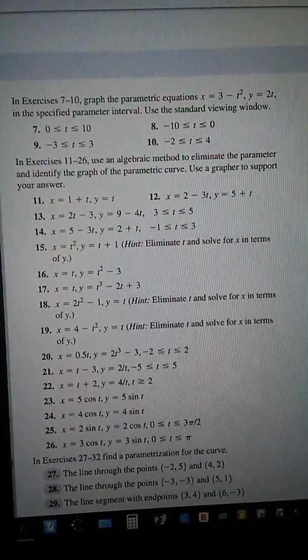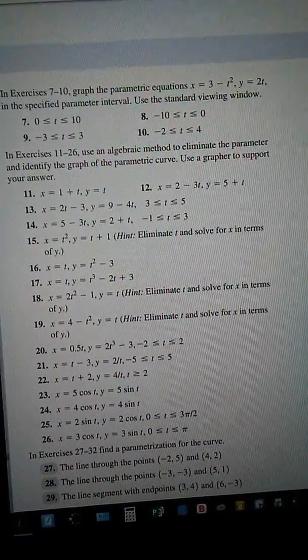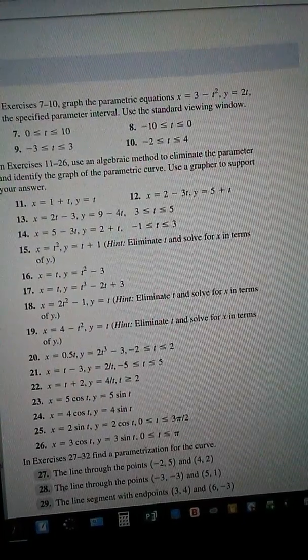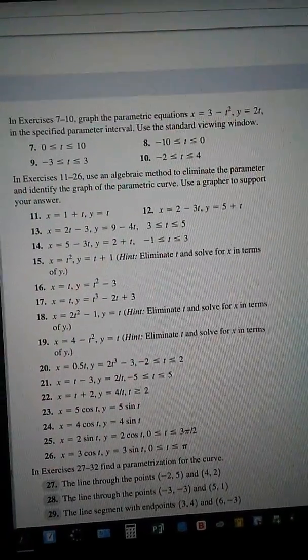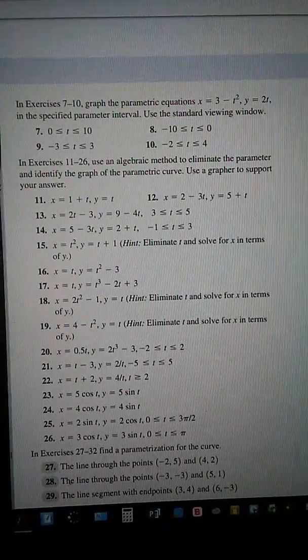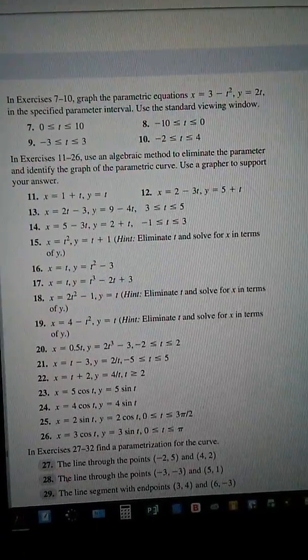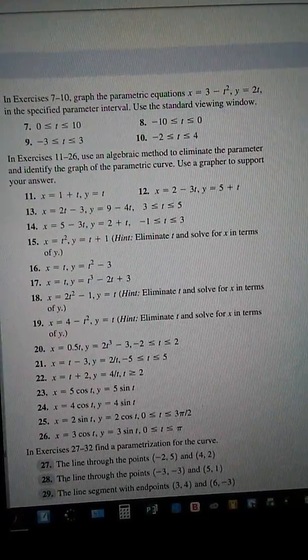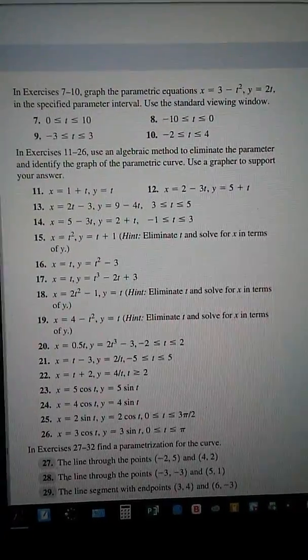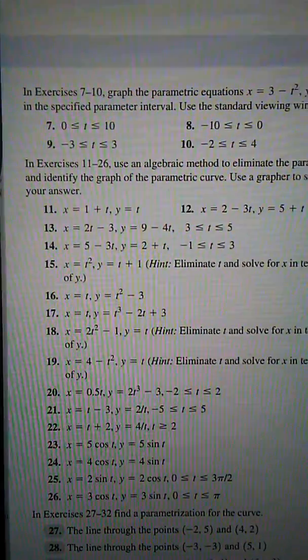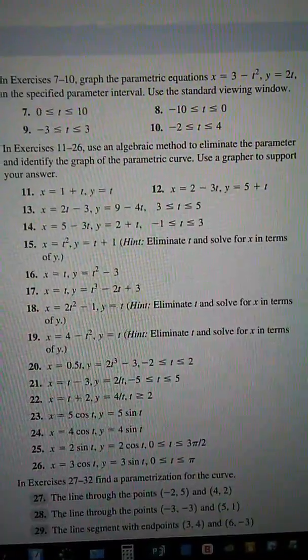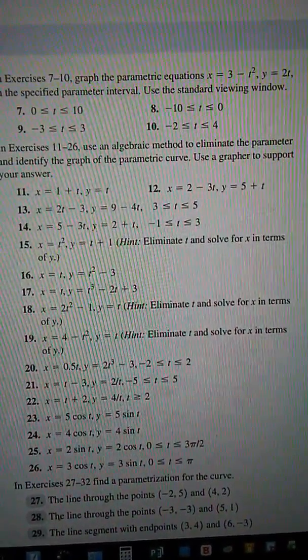Okay, today what we're going to take a look at is these parametric equations, and this is in your textbook. It is section 6.3, but the assignment is from our section 8.04. I know, they don't go together. Kind of stupid, huh?